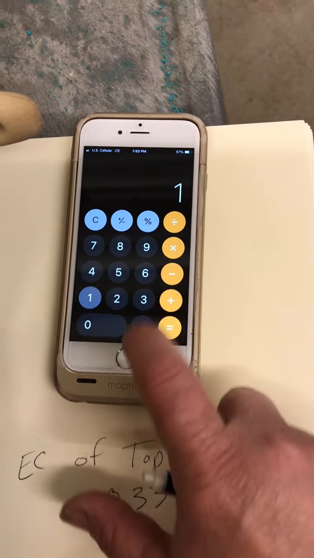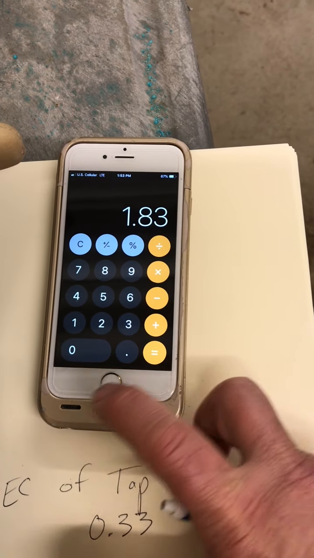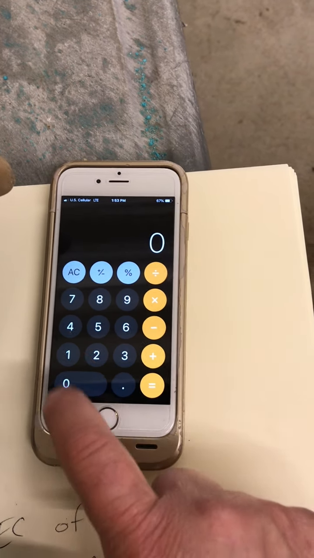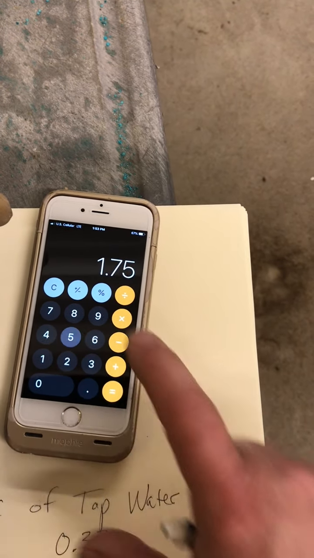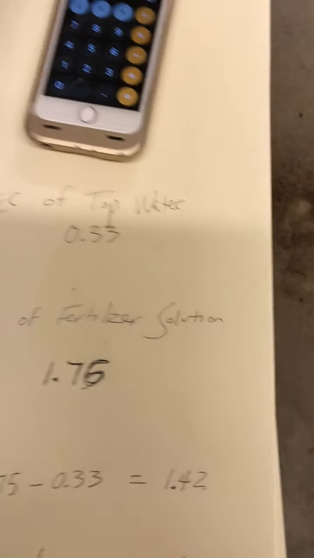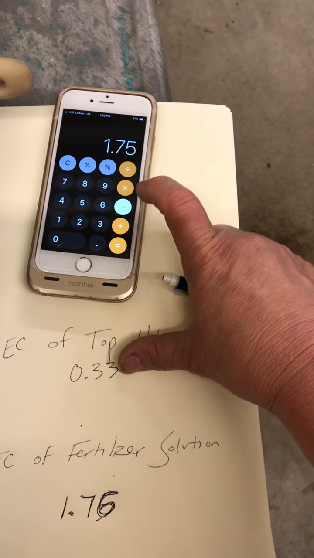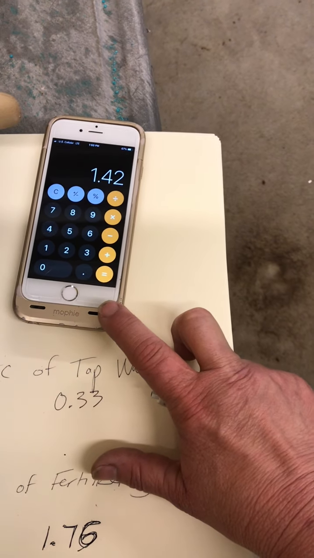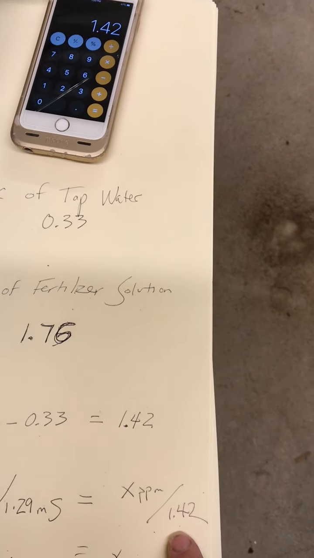So we will take our 1.7, whoopsie, apologize because I'm doing this through the viewfinder. Okay, let's clear that. I'm going to look at my numbers. 1.75. Going to look over here. Minus, just so you can see it, 0.33 equals 1.42.